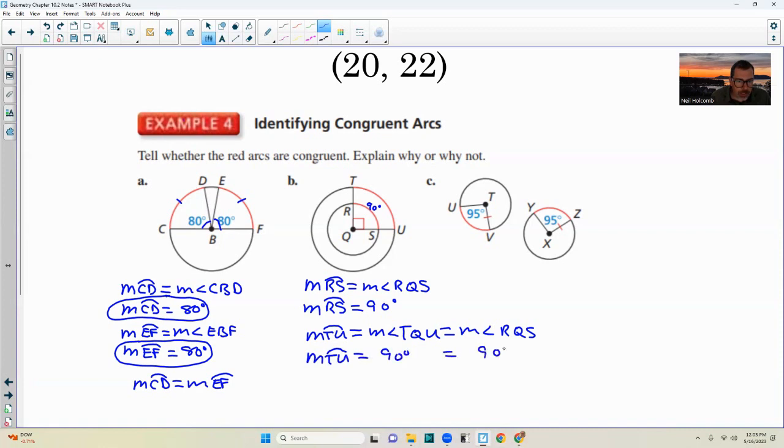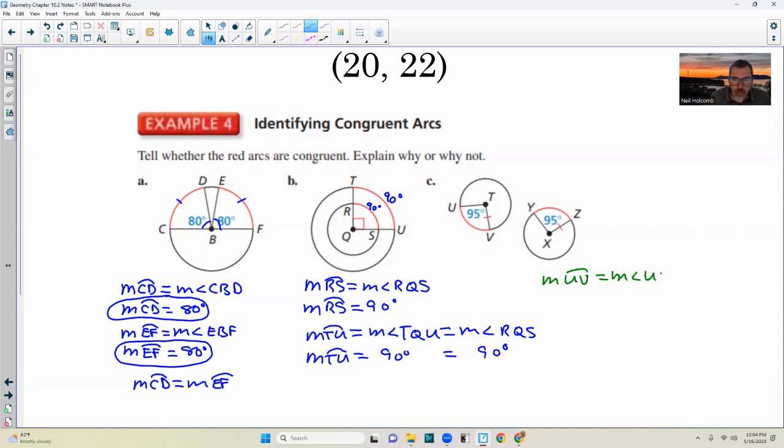And this was also 90, right? So this angle is 90 and this angle here is 90. Let me show that by drawing it. RQS is 90 degrees, but if I go out further, TQS is the same angle. So that's also 90 degrees. So the measure of arc TU is 90. So they are congruent.